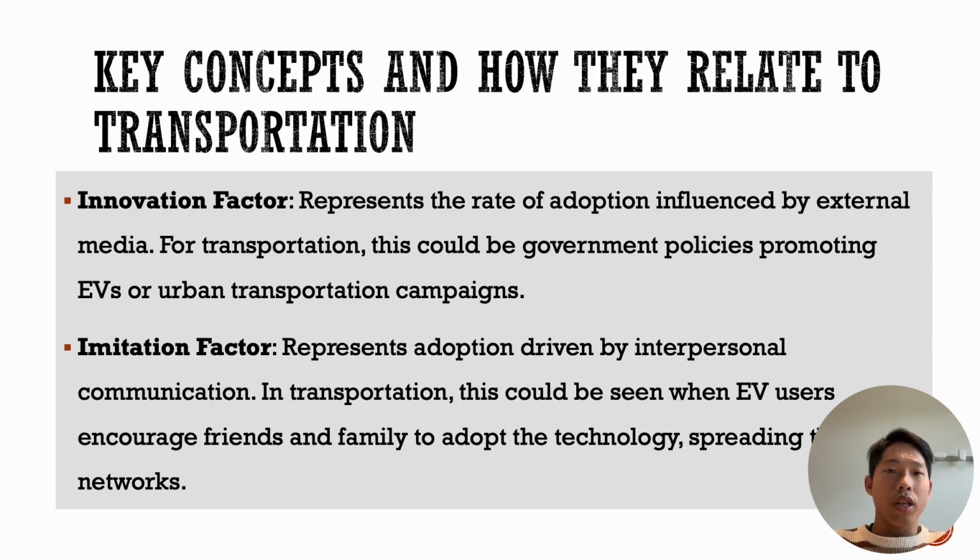The innovation factor reflects the rate of adoption driven by external media. In transportation, it could be influenced by government policies promoting EVs or urban transportation campaigns. And as for the imitation factor, it represents adoption through interpersonal communication. For example, when EV users encourage friends and family to adopt the technology, spreading it through their networks.